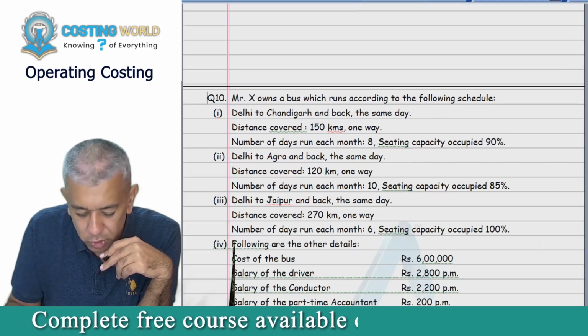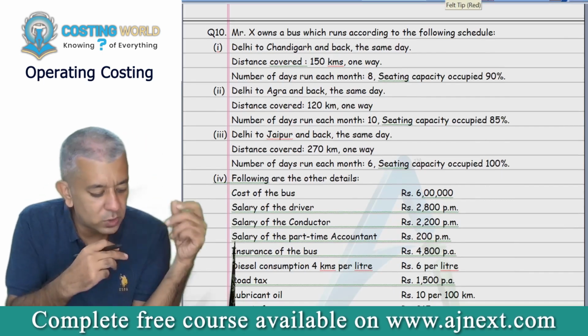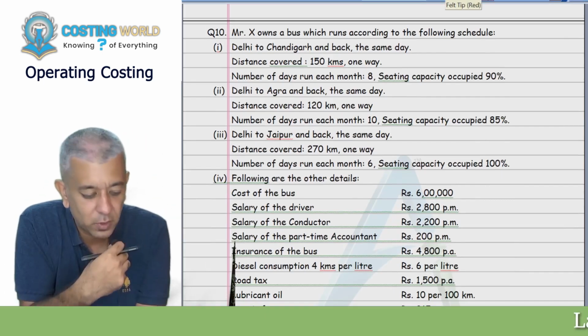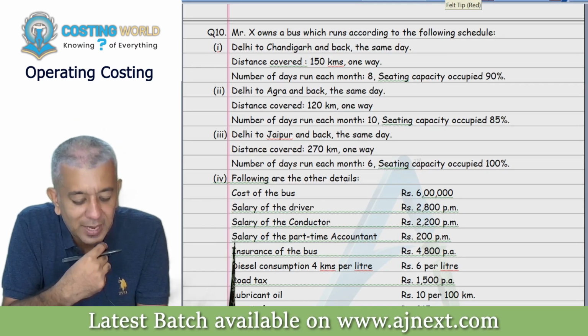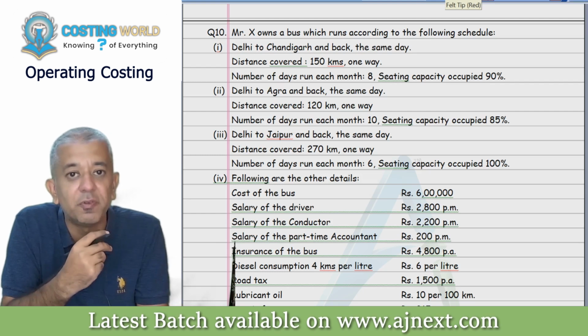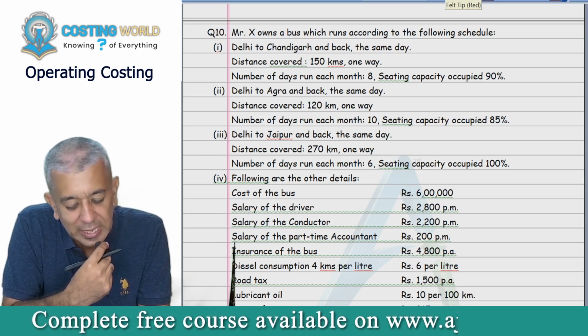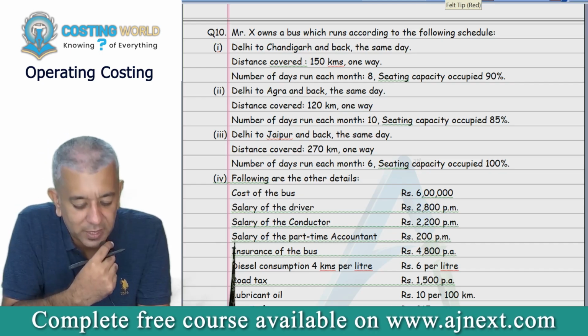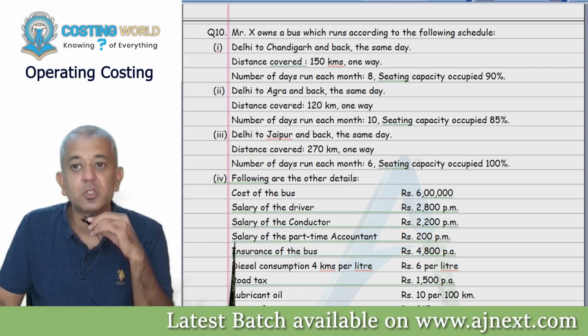This is question number 10. Mr. X owns a bus which runs according to the following schedule. First, Delhi to Chandigarh and back the same day. Distance covered 150 kilometers one way. Number of days run each month, that is 8. Seating capacity occupied, that is 90%. Second, Delhi to Agra and back the same day. Distance covered 120 kilometers one way.